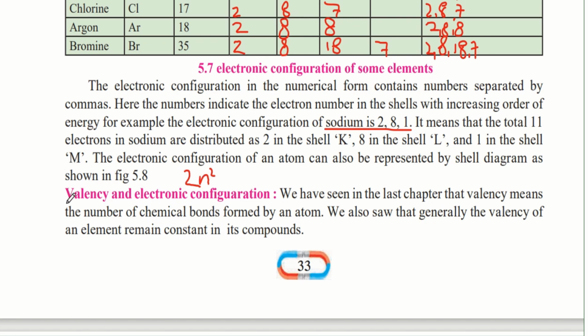Now let's study valency and the electronic configuration. We have seen in the last chapter that valency means the number of chemical bonds formed by an atom. This is a very important term that is used a lot in chemistry, in which valency means how many chemical bonds can be formed by that atom with other atoms in its surrounding. We also saw that generally the valency of an element remains constant in its compounds. So no matter what compound the atom is in and no matter which other element it is combining with, the valency will always remain constant.